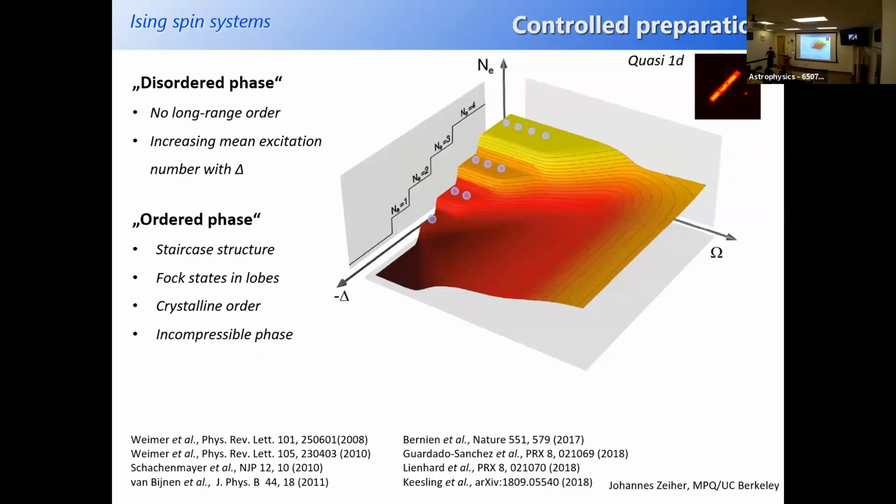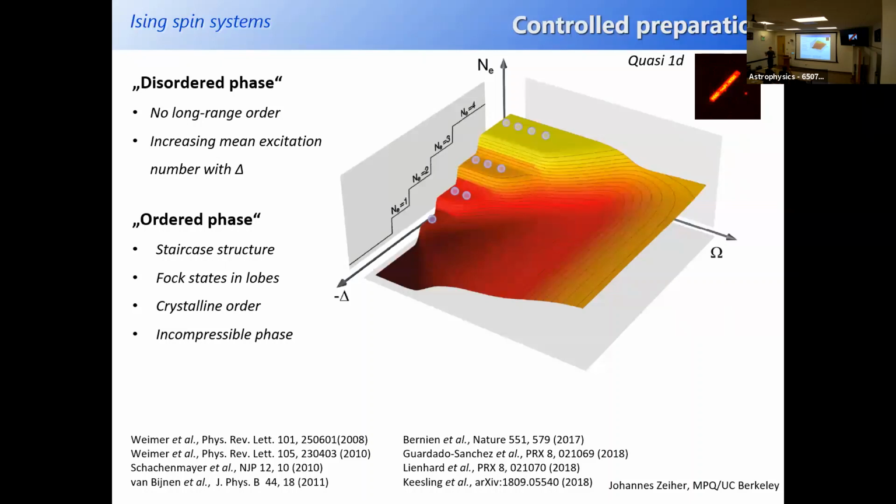But there's also an interesting ordered phase, the phase where interactions start to matter. It's the phase where the interaction dominates over the driving and the detuning. This phase shows a staircase-like structure in the magnetization, especially if you go to very low driving. So you can think of it like you're trying to excite spins.